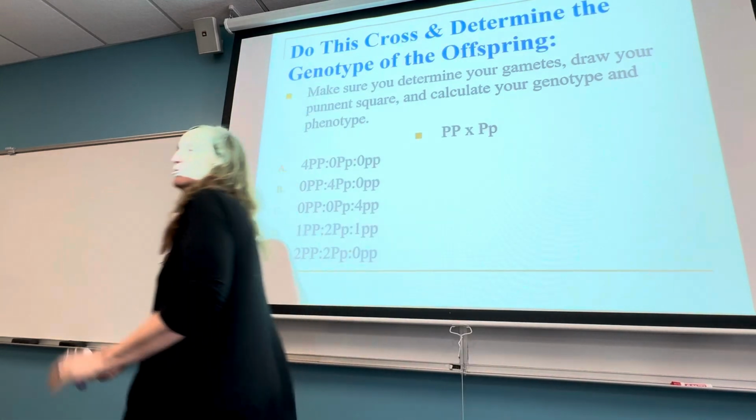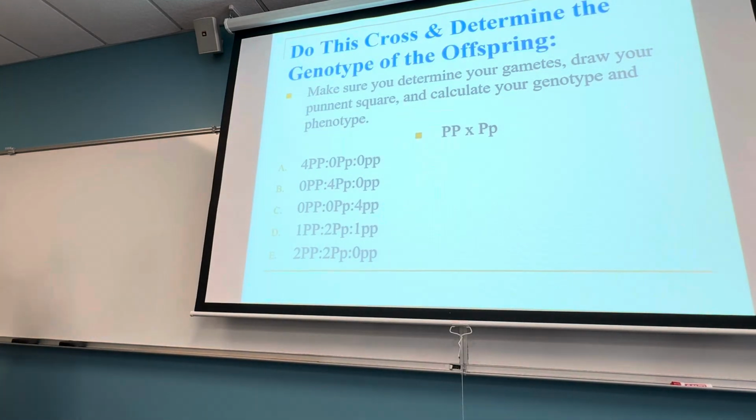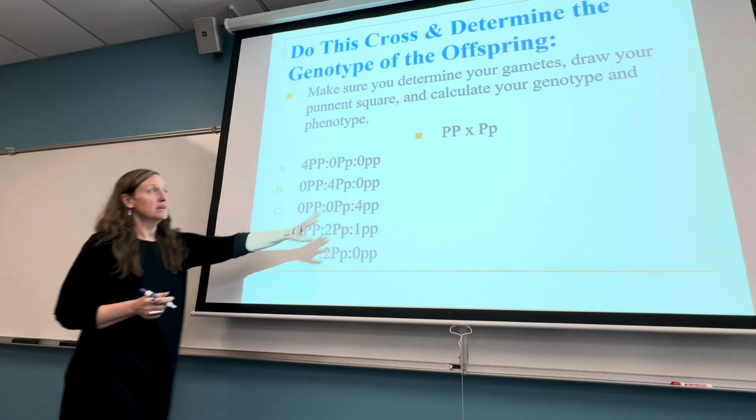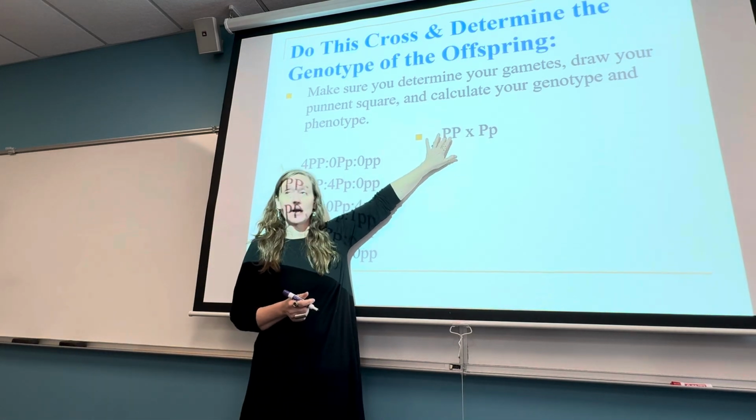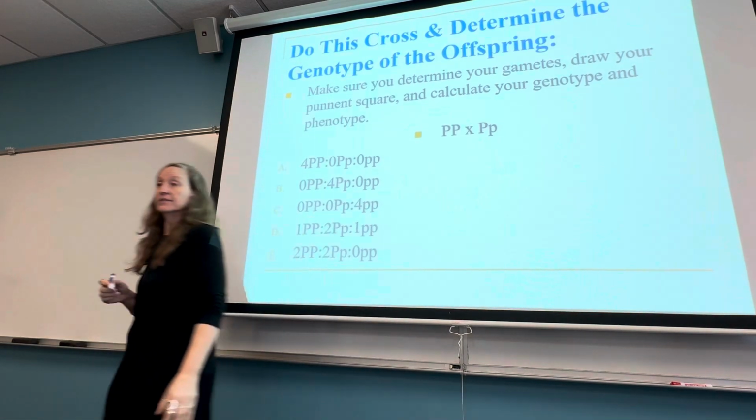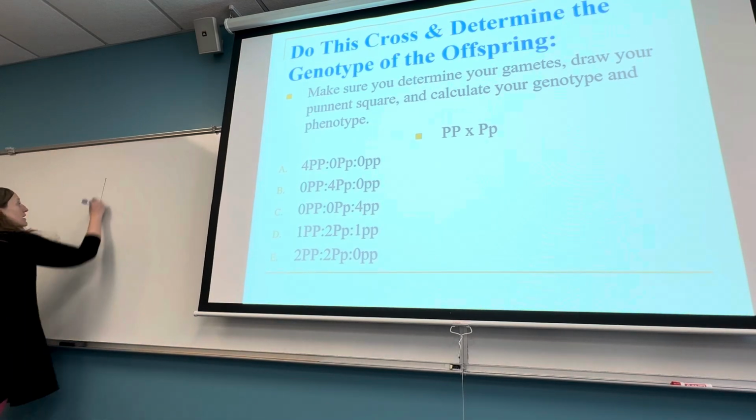This is a nice review from what we talked about last time, that we were starting to look at monohybrid Punnett squares. We're looking at one trait and the inheritance through complete dominance. So here we have two parents. We've got a homozygous dominant parent and a heterozygous parent. Let's set that up.